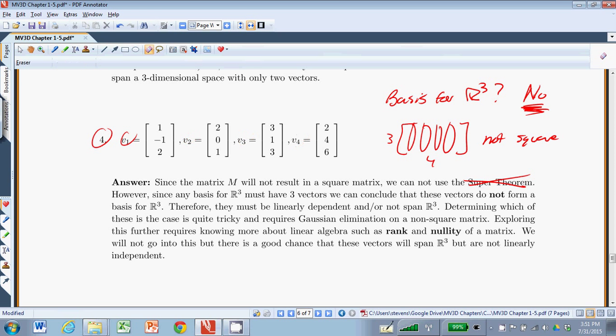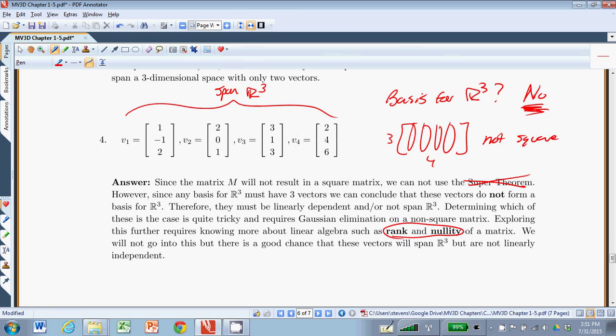Now, it's hard to tell, and if this was a bigger course in linear algebra, you'd get into the concept of rank and nullity, and we could figure out exactly what the case was here. But more than likely, I have 4 vectors. More than likely, these do span all of R3. I got a surplus of vectors. More than likely, one of them can be obtained as a linear combination of the other 3. In other words, they're probably not linearly independent.